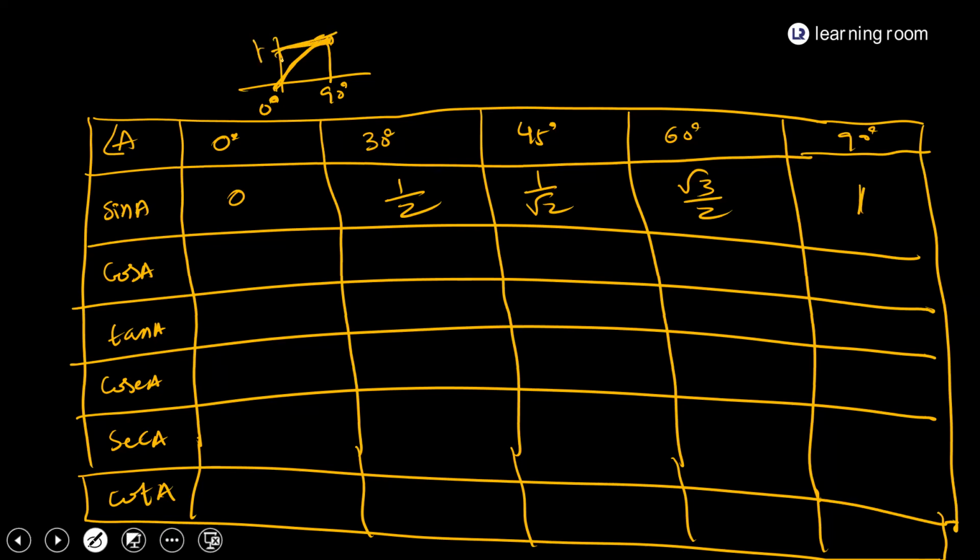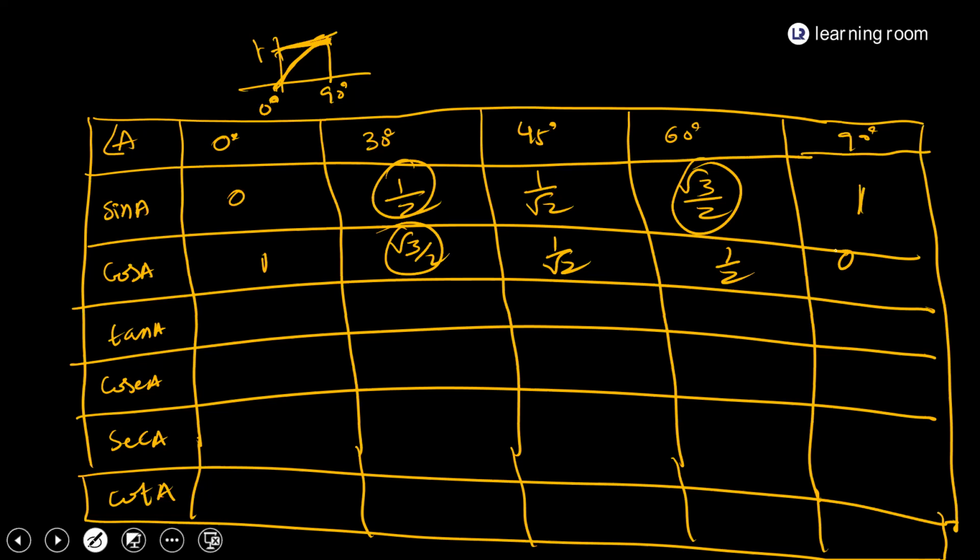For cos, what will happen? It will decrease. 1, root 3 by 2, like this. This one will come here, then the same 1 by root 2, so this one will come here. So if you get the sine, then cos you can get automatically, right? So what is tan? Sine by cos, right? 0 by 1. So just you need to remember for sine. Once you remember one, all the remaining will come automatically.